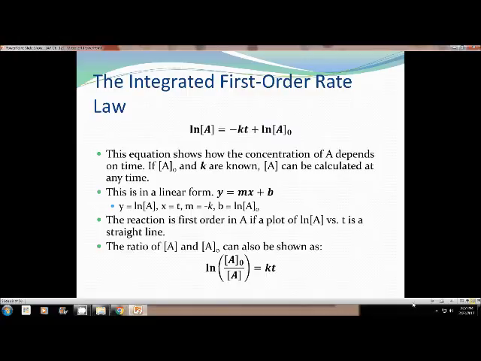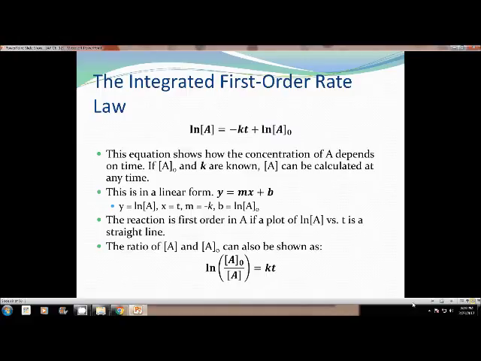It's set in a linear form, y equals mx plus b. So in that fashion, y is equal to the natural log of the concentration of A. x is time. The slope, m, is the negative of the rate constant. And the y-intercept b is the natural log of A0, which means the concentration at the initial time of 0 seconds or minutes or whatever. So it's the initial concentration before it gets started.